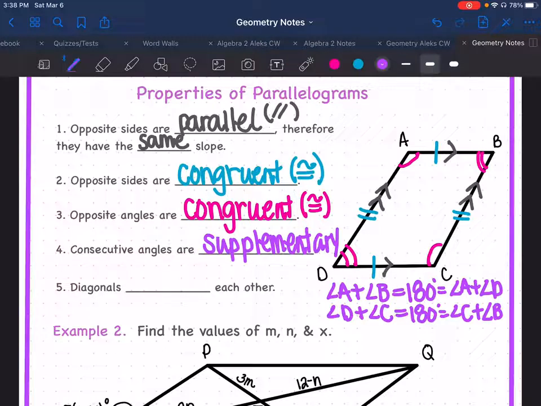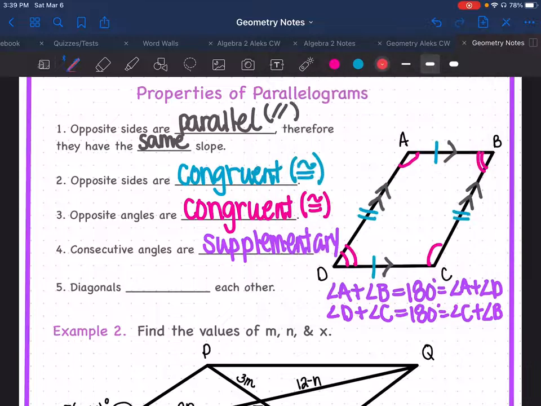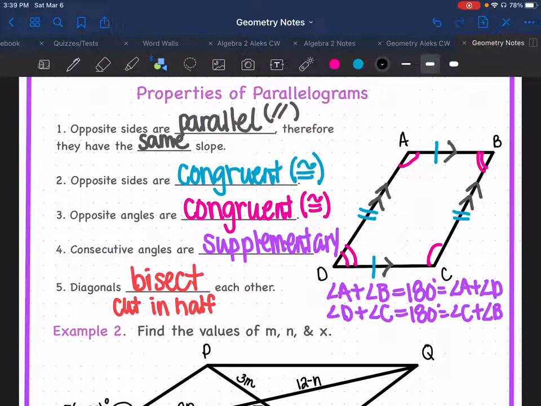My diagonals, of course, I've got to pick another color, you guys. Oh, how about that one? They bisect each other, which means they cut each other in half. Okay, I don't know why my diagonals are not there. Let me add in my diagonals. Oh my goodness. There's a diagonal, there's a diagonal, and they are bisecting one another, so they're cutting each other in half.